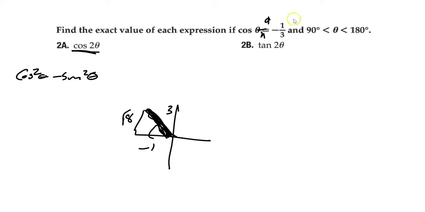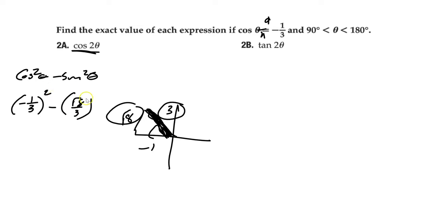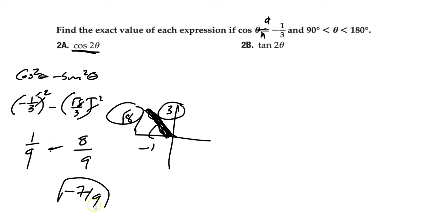Now again, cosine I actually have. I know cosine is negative 1 over 3. Sine I could find right here, opposite over hypotenuse, rad 8 over 3. Forgot to square them, because remember, it's cosine squared minus sine squared. Now you have this square, you get 1 over 9 minus, when you square both of them, radical 8 squared is just 8. 3 squared is 9. So remember, that square goes to both. 1 minus 8 is negative 7 over 9. Like that.